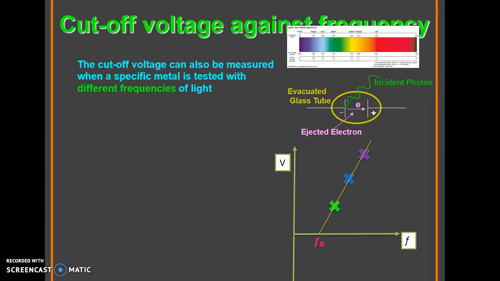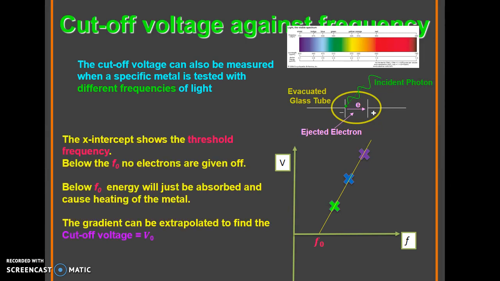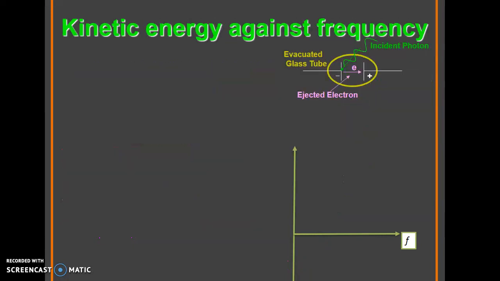Then the x-intercept will be what we call the threshold frequency, below which no electrons will be given off. So the energy will just be absorbed. In that case, if any frequency below that, let's say a red light, was shone onto the metal, then it would just heat the metal up. And so what we can do is we can extrapolate that line, and the cutoff voltage can be found, V0. So it's another way of determining the cutoff voltage.